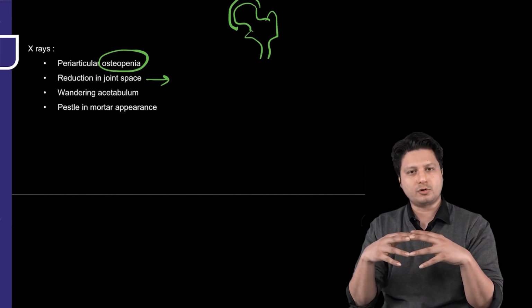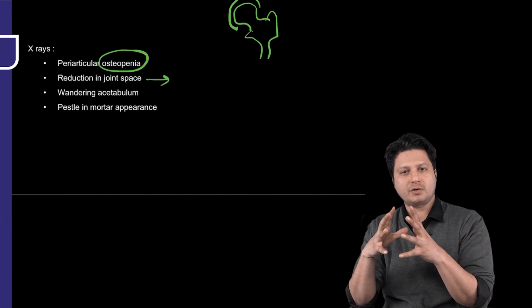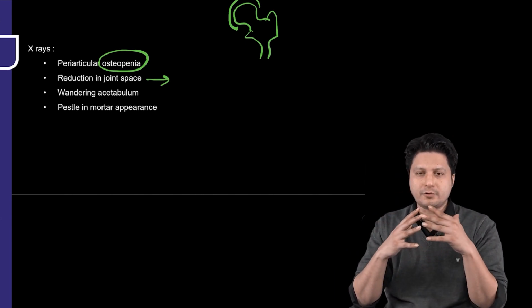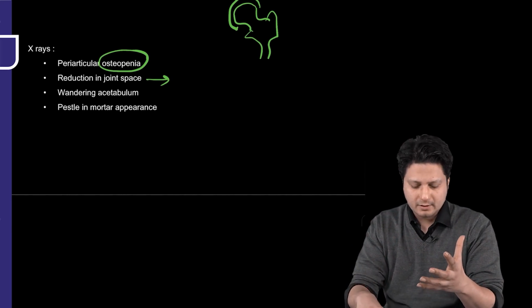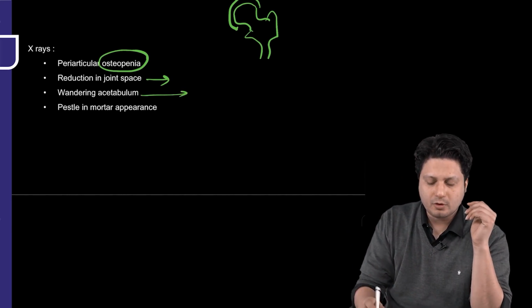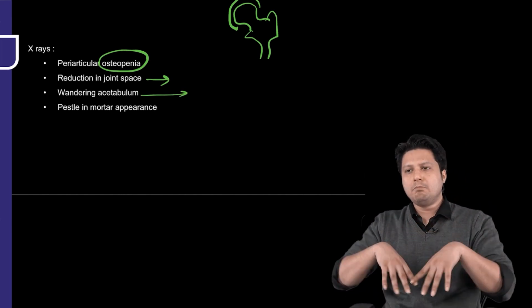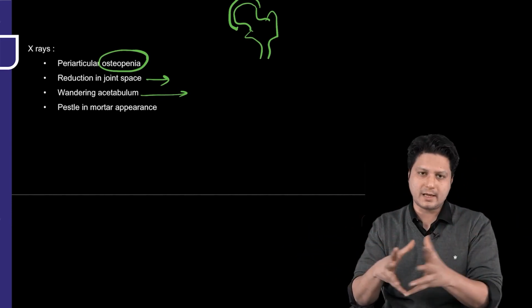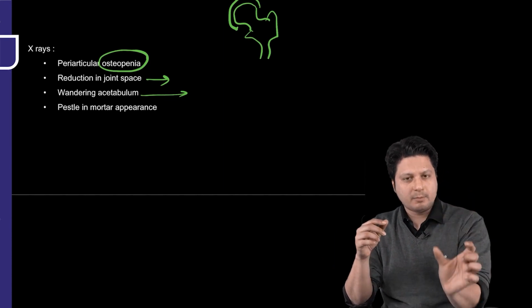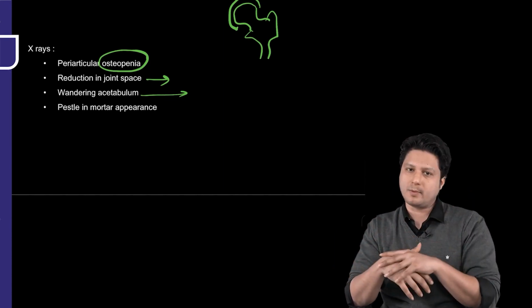Like in case of tuberculosis of spine, we have seen that there was a reduction in the disc space. In case of tuberculosis of the hip joint, what will happen? There will be a reduction in the joint space. All right. Wandering acetabulum. Although this might happen in many other conditions also, wherever there is destruction of the head in relation to the acetabulum, this term wandering acetabulum was coined for tuberculosis of the hip joint.